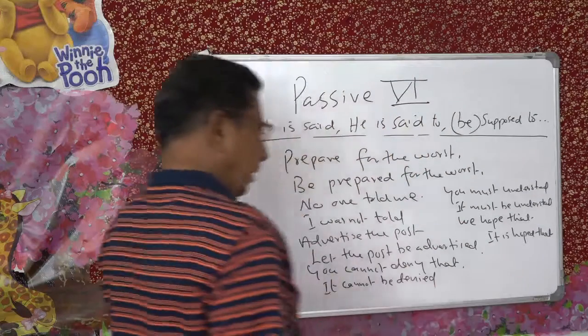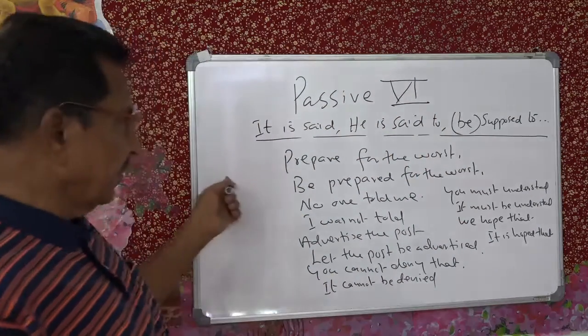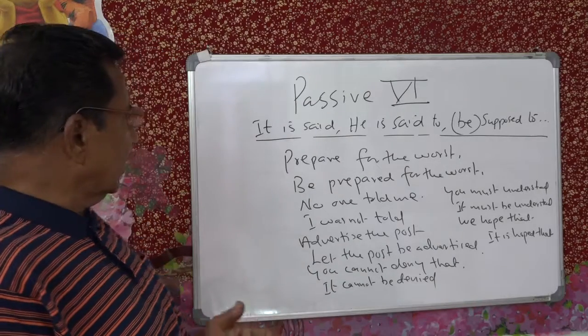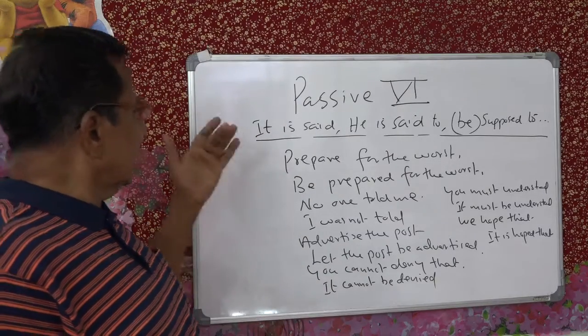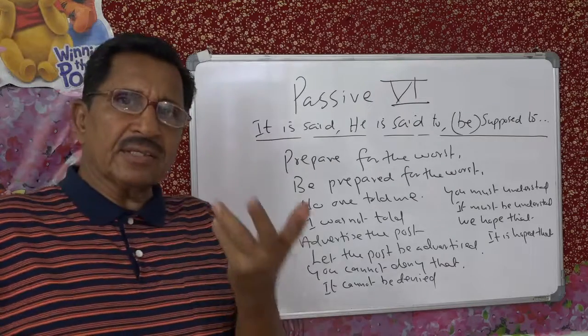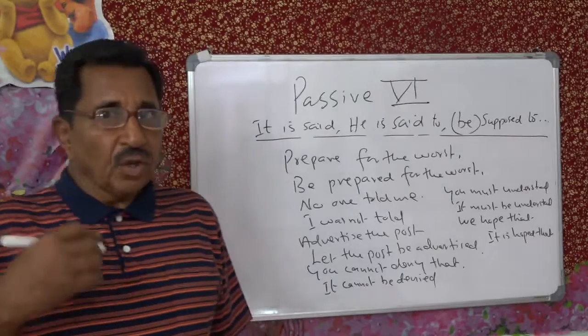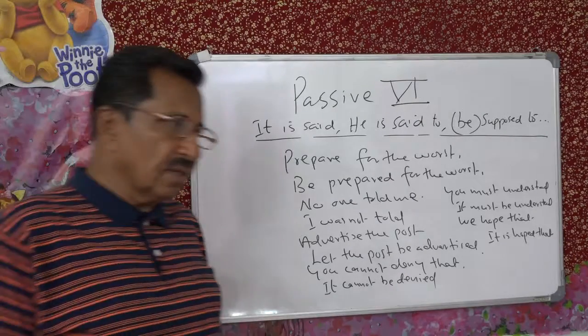We hope that it will happen. It is hoped that it is the same. Like it is said, it is expected, it is believed. You can say like that: it is said, it is expected, it is believed, it is understood, it is thought, it is hoped. Lots of things you can see, isn't it?